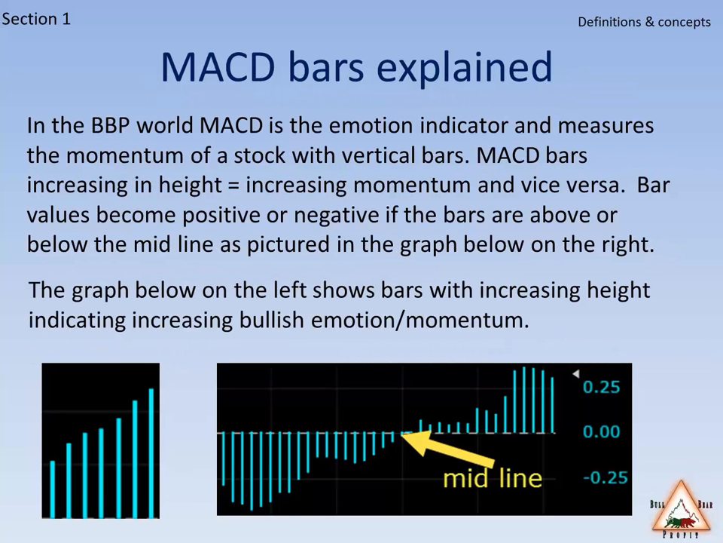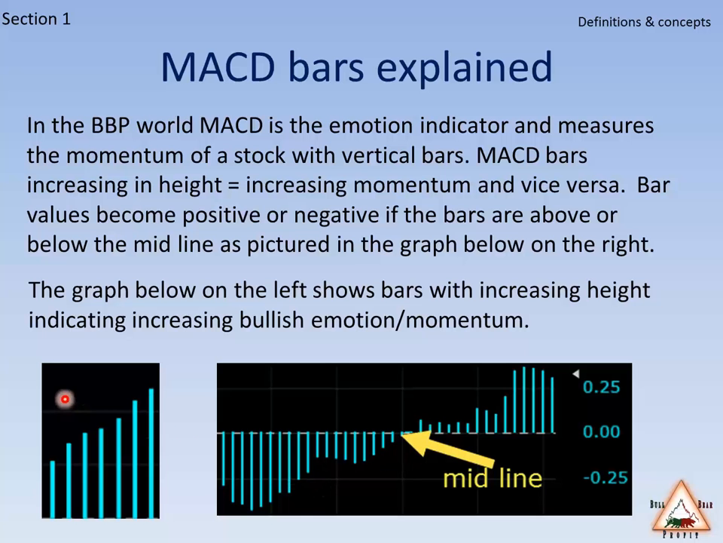So the MACD bars explained. In the Bull Bear Profit world, MACD is the emotion indicator and measures the momentum of a stock with vertical bars, as shown here. So MACD bars increasing in height equals increasing momentum. This would be an increasing momentum. Price would be moving up here, and vice versa.